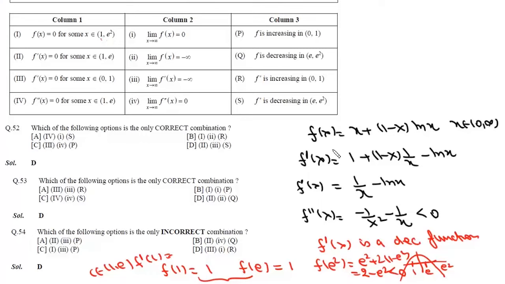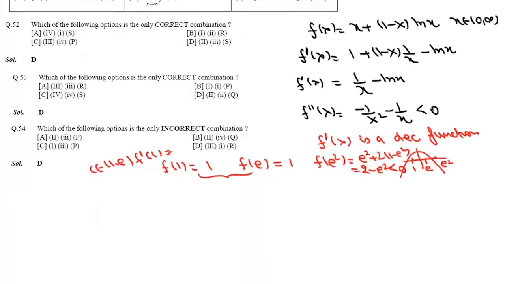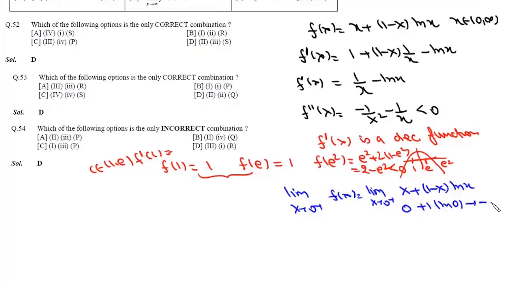Now we'll work out values at 0 and infinity. Now if we take this limit, x tends to 0 positive of f(x), it will be the limit x tends to 0 positive of x plus 1 minus x into log x. Now this is 0, this is 1 into log 0, and log 0 approaches minus infinity. So this graph starts from minus infinity.